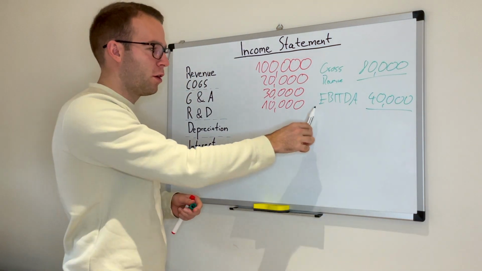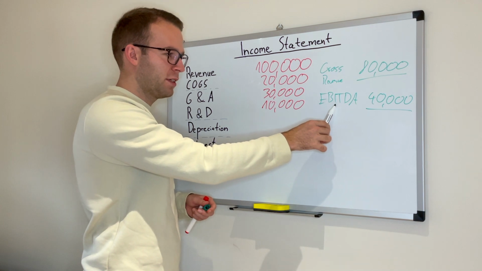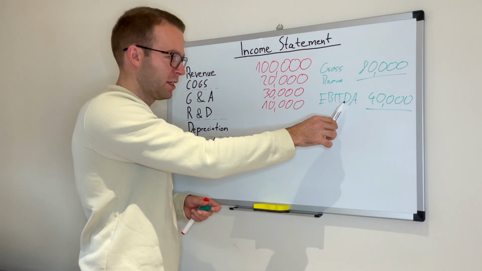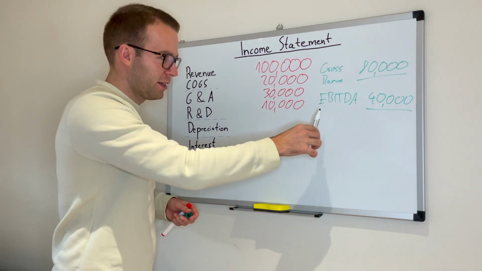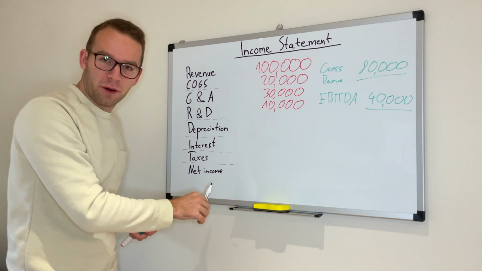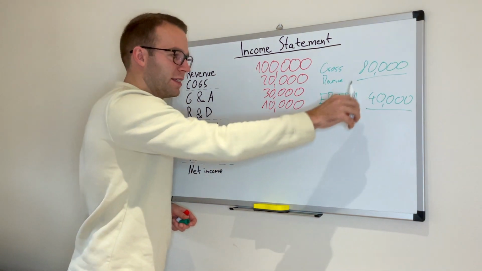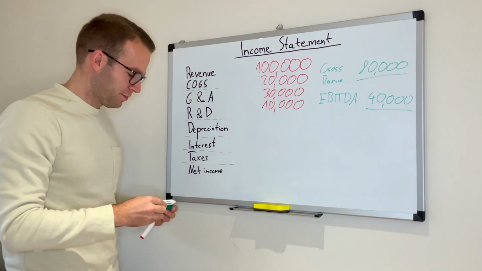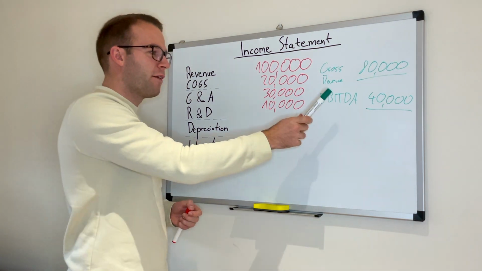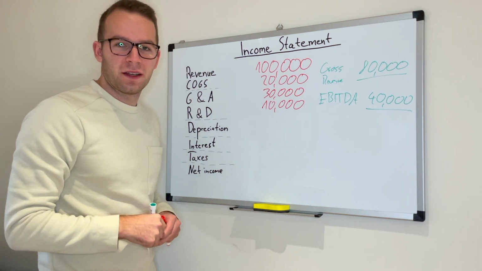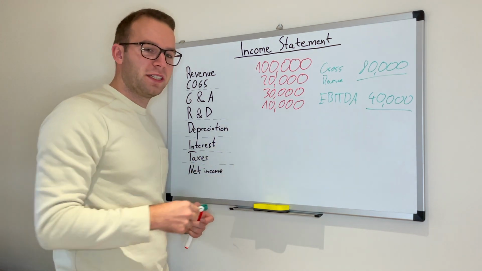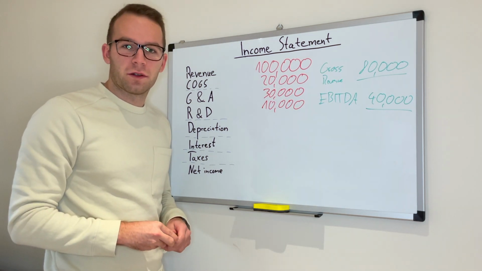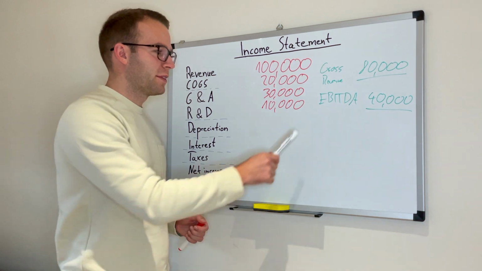EBITDA stands for earnings before interest, taxes, depreciation, and amortization, because that's all that we're going to subtract now. So that's the number before we deduct all the other expenses that are now coming. That's a very important financial indicator. Many companies use it, and it's also used for calculating different multiples or ratios. So that's something to keep in mind.